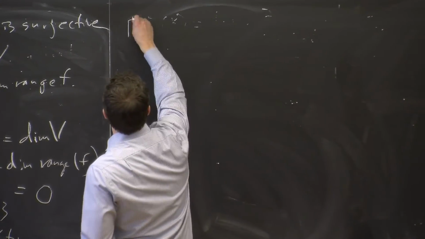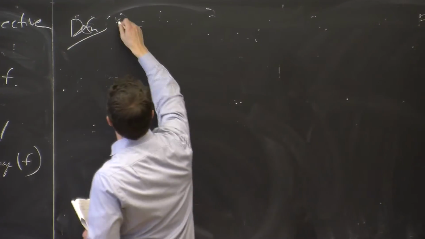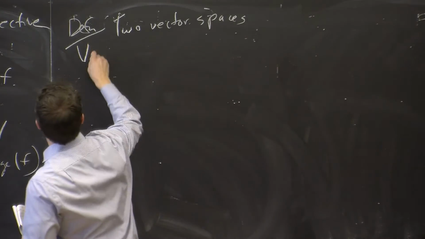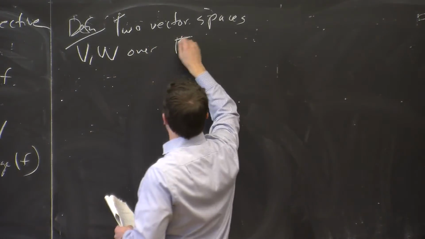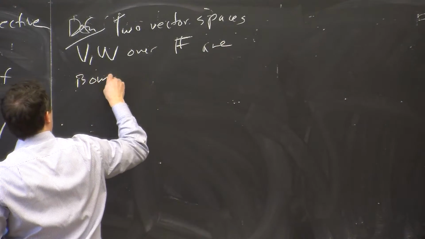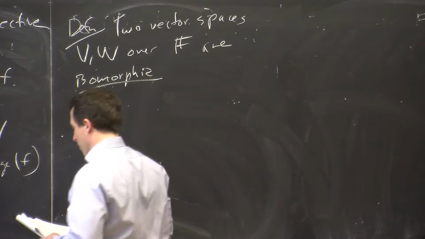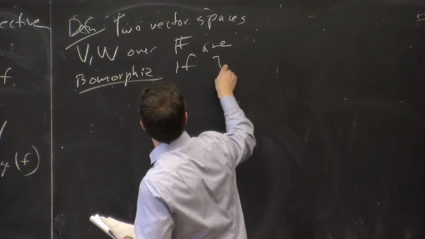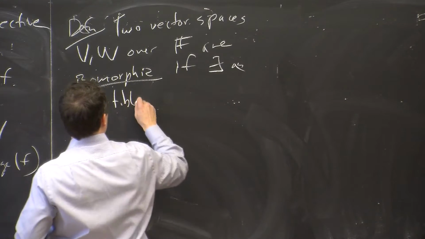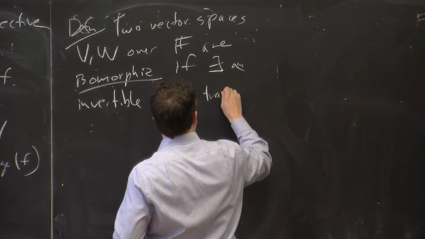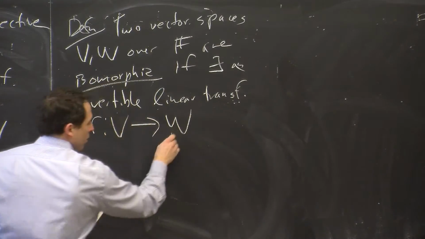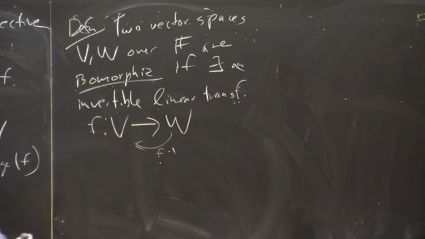So recall that we said that two vector spaces, V and W, over a field F are called isomorphic if there exists an invertible linear transformation F from V to W, and so there's an inverse, F inverse, that goes back in the other direction.